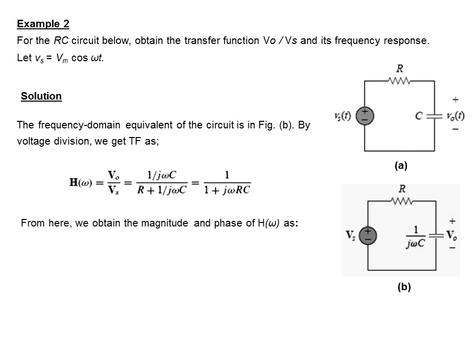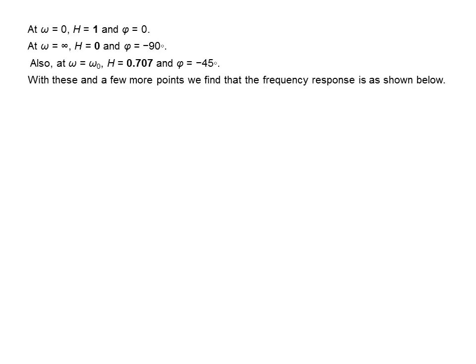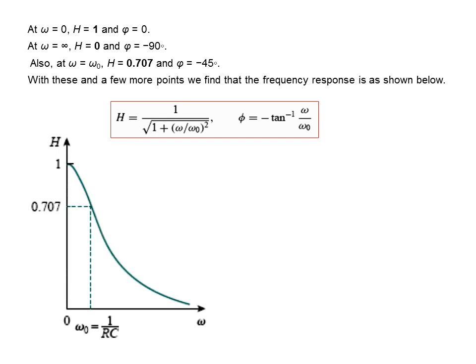And to obtain the magnitude and phase plot, the magnitude plot is simply 1 over the square root of 1 squared plus omega over omega naught squared, and theta is equal to minus arctangent omega over omega naught. Notice the difference from the previous example. Omega naught is 1 over RC, and to plot H and theta, we obtain their values at some critical points and sketch. So we put in some values, we get the angles 0, minus 90, and minus 45, and H is 1, 0, and 0.707. And we can plot it this way.